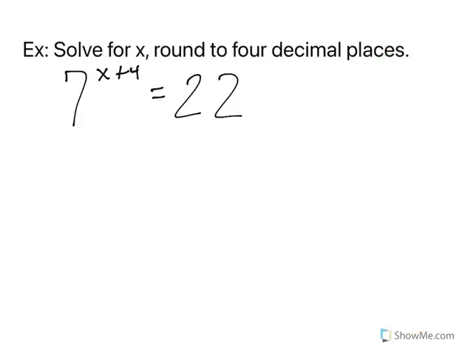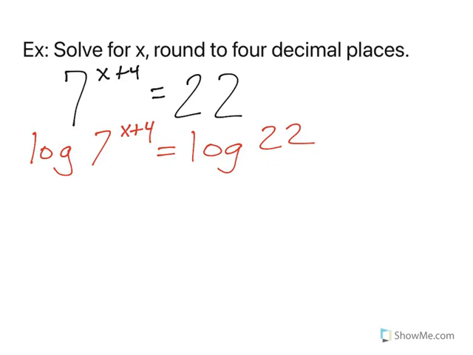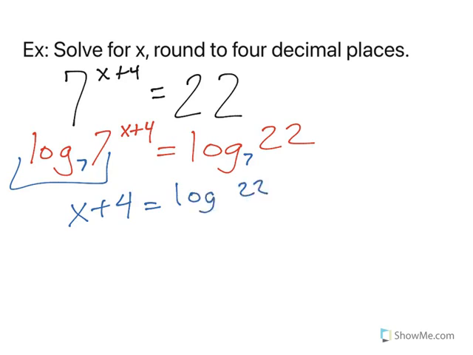Let's do another one. Solve for x, round to 4 decimal places. Our exponential is already isolated on the left, so I am ready to apply the log to both sides. And what base do I need? Base 7, because that is where the exponential is. So whatever piece has the exponential, that's the base you're going to use. So I have x plus 4 equals the log of 22 base 7. My last step is to subtract 4. So x equals the log of 22 base 7 minus 4.